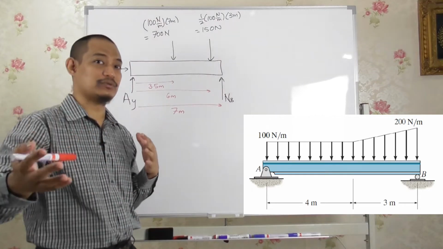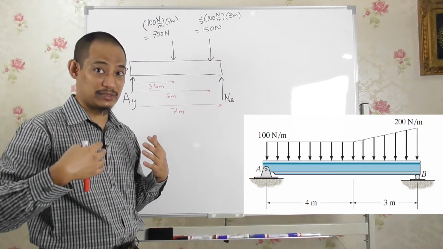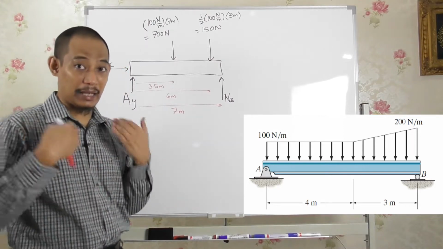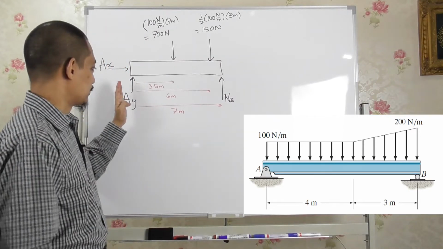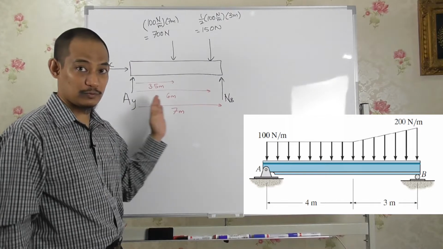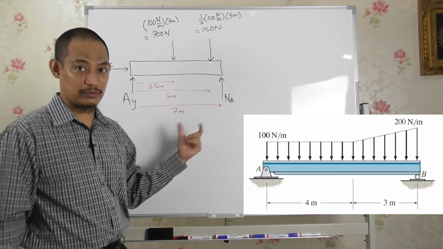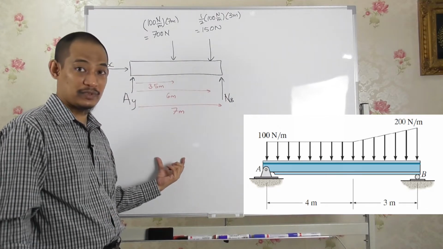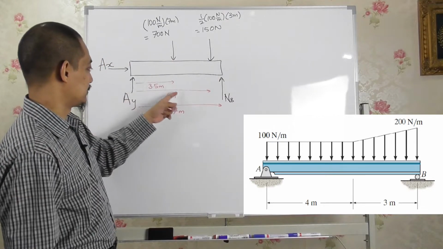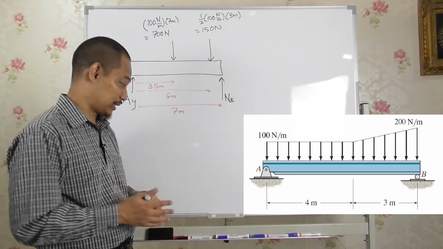So for anyone who has the same tendency as me, I personally advise that you always show the distance from the beginning, so that when you want to calculate moment later on, it's quite clear. This distance, this distance, this distance, right? When you have force times distance.